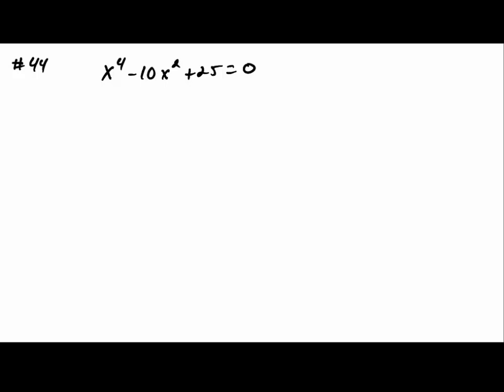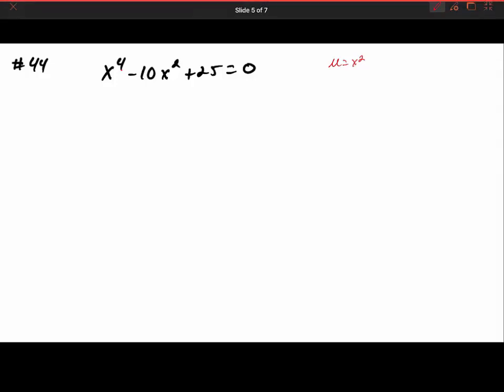One of the ways that I tend to like to do it is using substitution. So what I'm going to do is say u is equal to x squared. Now, this looks like a quadratic, but it's not a quadratic. However, this exponent is twice this one, similar to a quadratic. So u is equal to x squared, and then u squared is equal to x to the fourth.